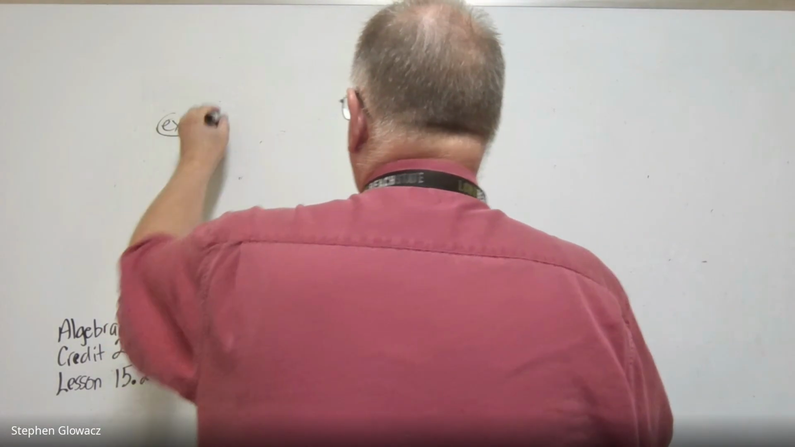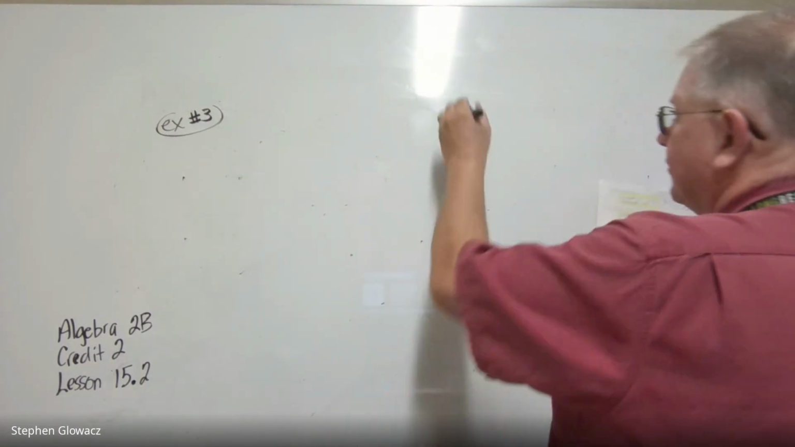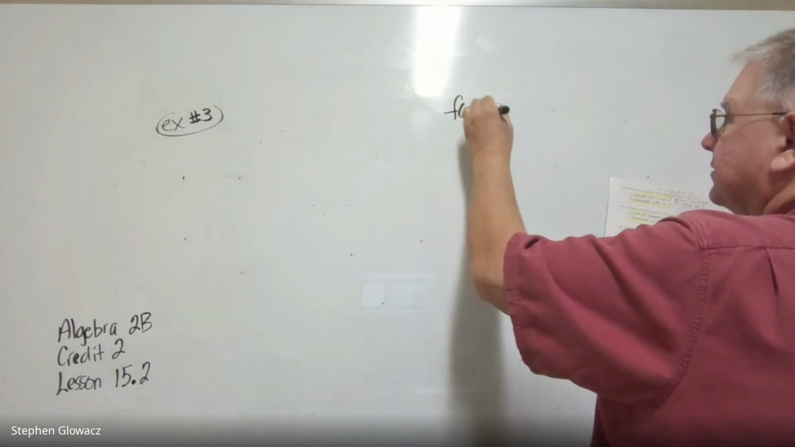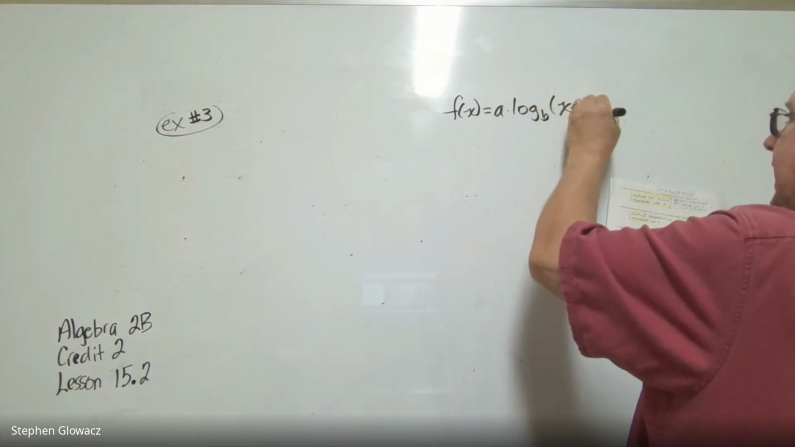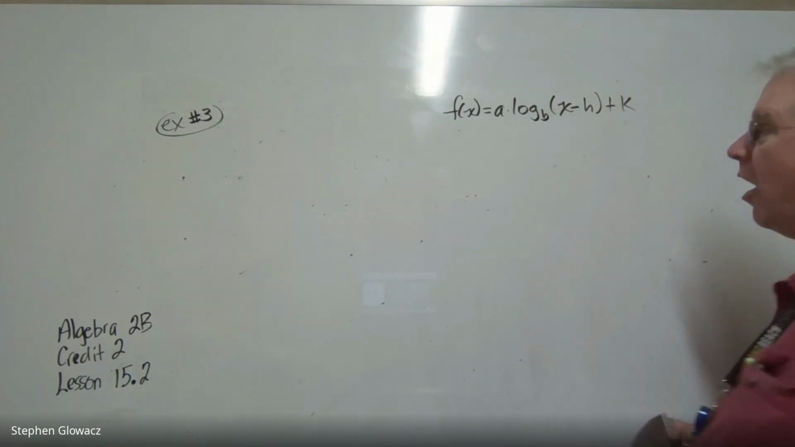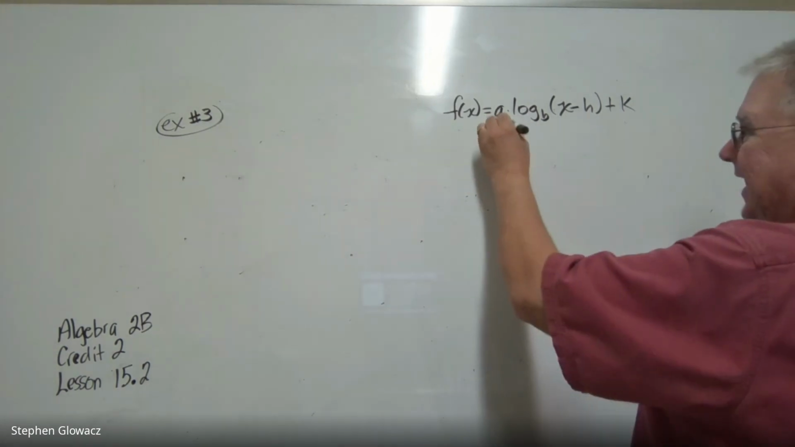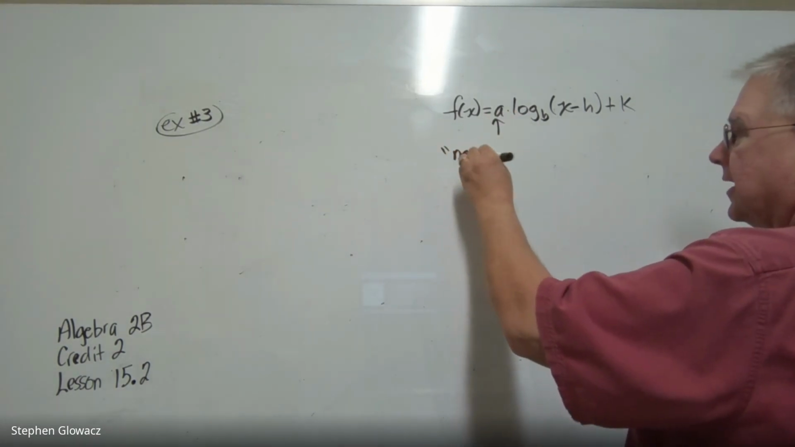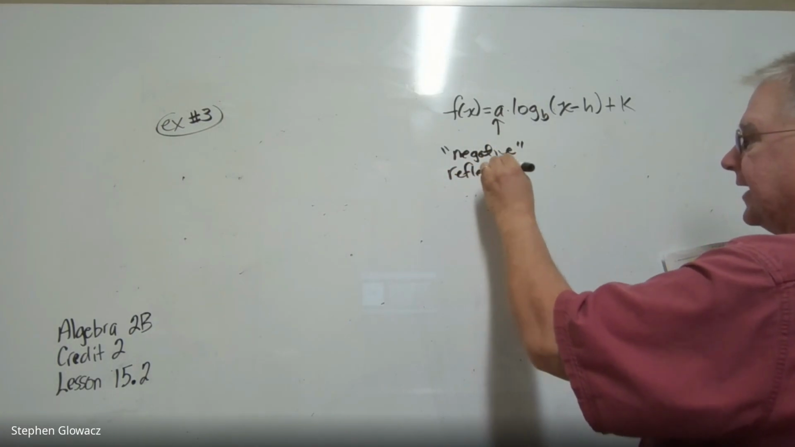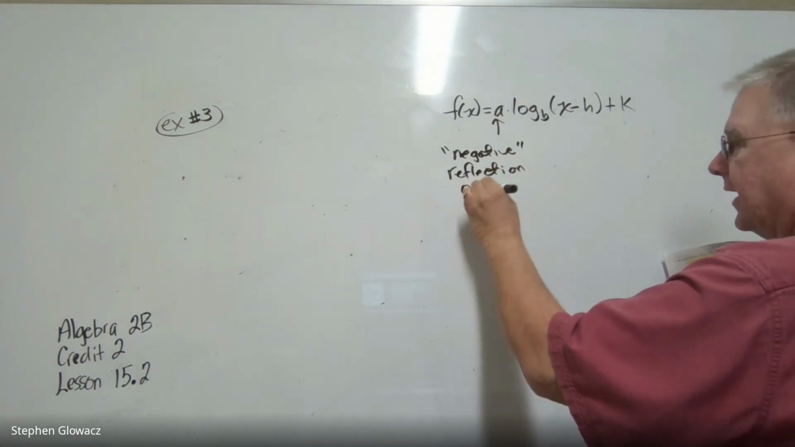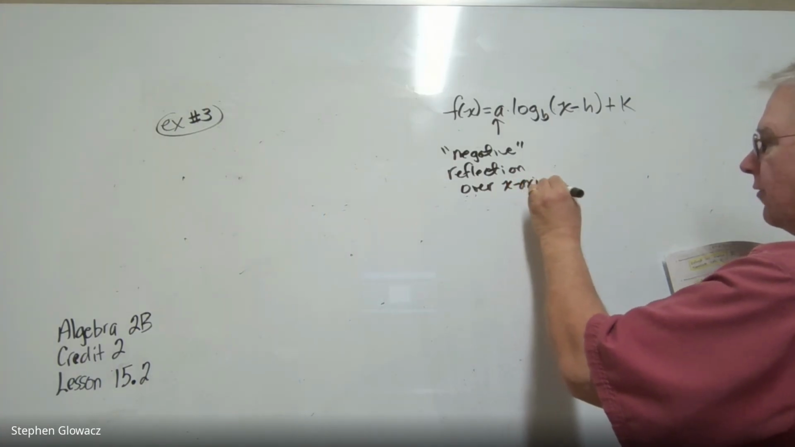All right, so let's put our rules over here. We have f of x equals a log base b of x minus h, plus k. As always, remember the A does two things. First of all, if it's negative, it's a reflection over the x-axis. And again, if you want to hear the explanation again, of course, pause or rewind the video.